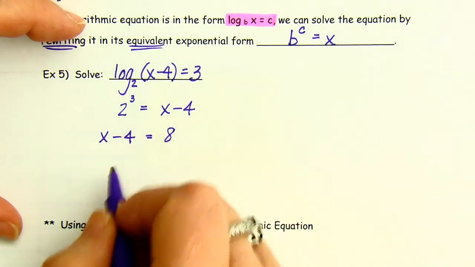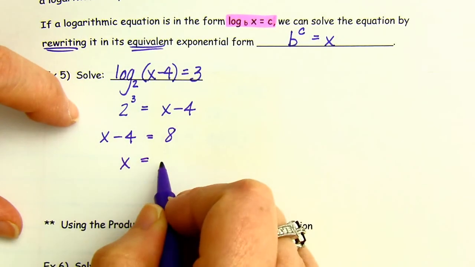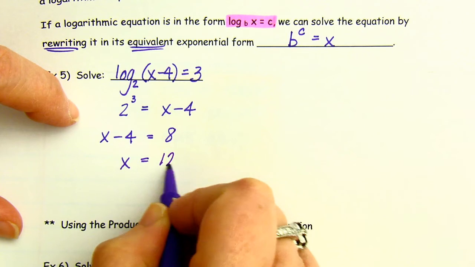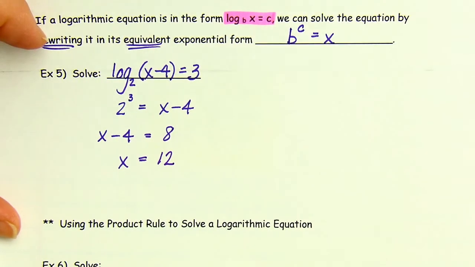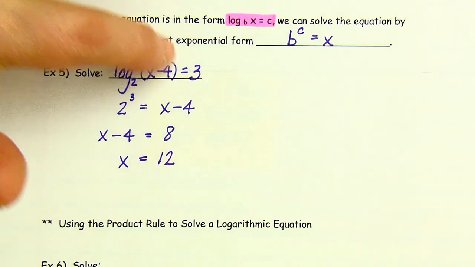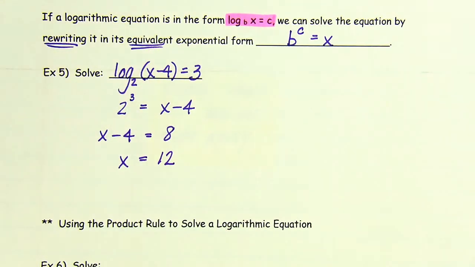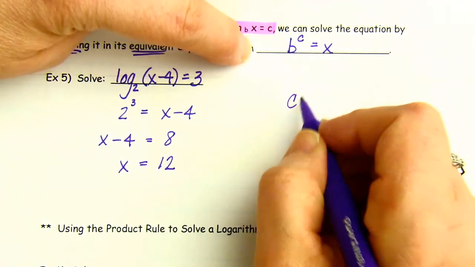When I add 4 to both sides, I see x is 12. I'm going to check it, right? Because this thing here can't be negative. So you got to check these. You must check these.